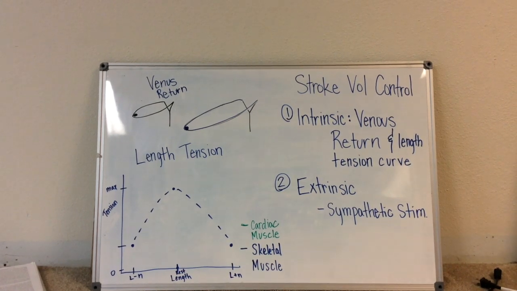All right, so now that we've looked at heart rate, we can look at stroke volume. Stroke volume is controlled intrinsically by venous return and the length-tension curve of muscle. It's also controlled extrinsically by the rate of sympathetic stimulation to the ventricles. When we think about venous return, there are two analogies to consider. The first consideration would be that of a slingshot.